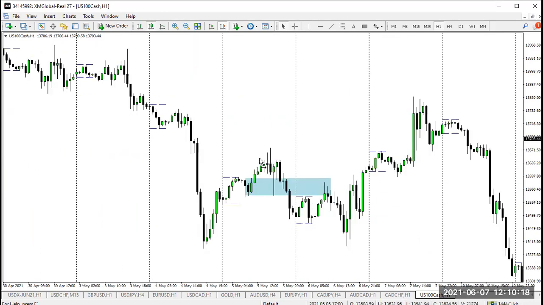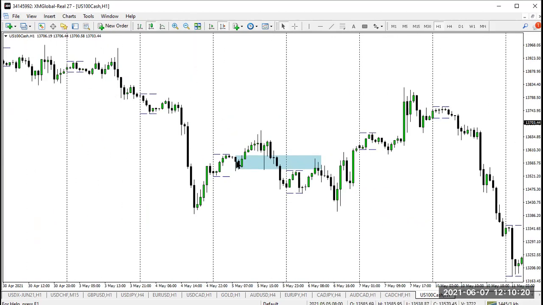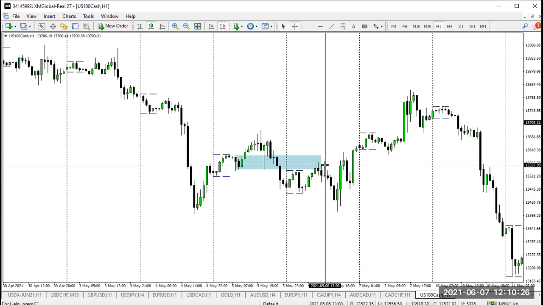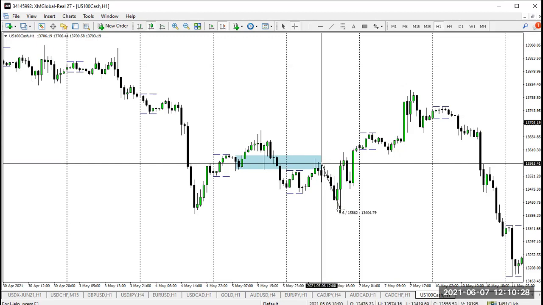And I think the last example is another one here. This is also the breaker block. Took out these highs, broke structure, returned to the breaker, drop. Even if you're scalping, this would have been about 158 pips.